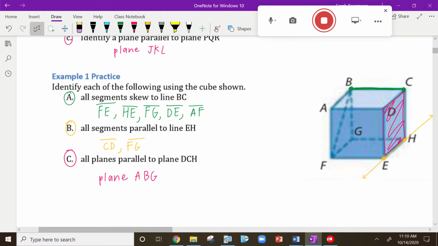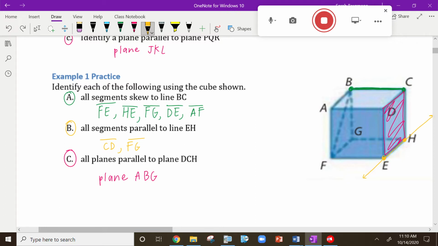Here are the correct answers. For the first one, we have FE, HE, FG, DE, and AF. Those are all segments skew to line BC. They are not on the same plane and they do not intersect segment BC.